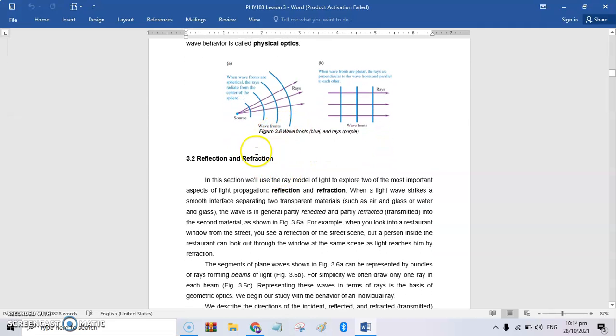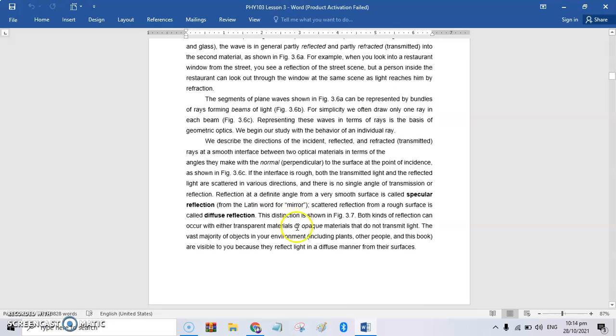Next, 3.2 reflection and refraction. In this section, we'll use the ray model of light to explore two of the most important aspects of light propagation, the reflection and refraction. When a light wave strikes a smooth interface separating two transparent materials such as air and glass or water and glass, the wave is generally partly reflected and partly refracted into the second material, as shown in this figure 3.6a.